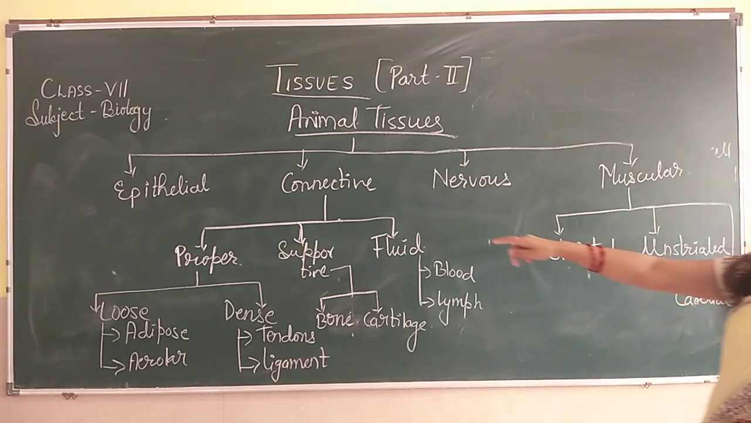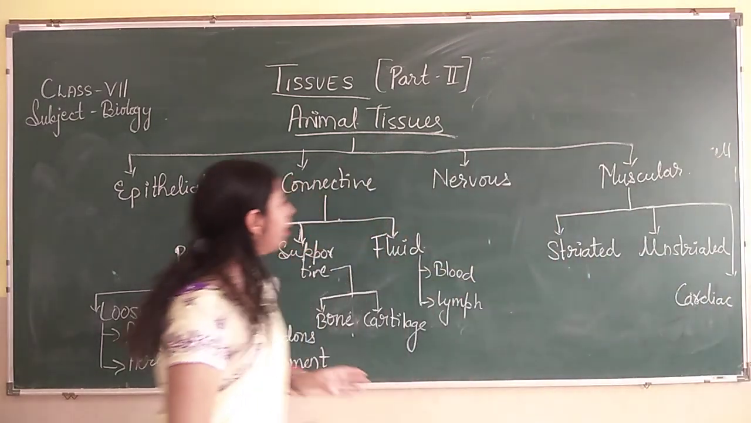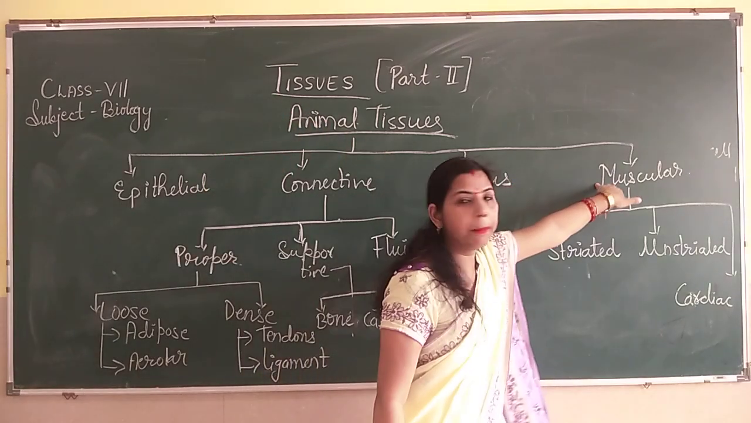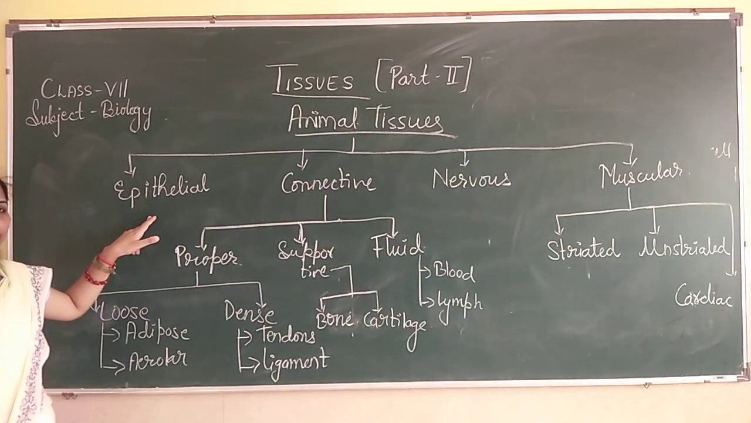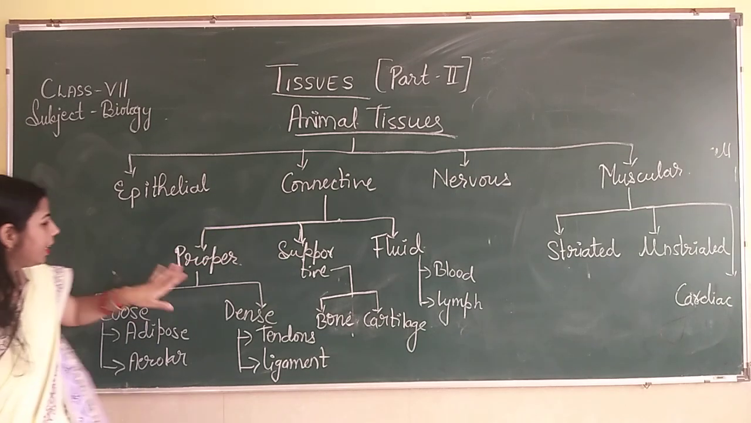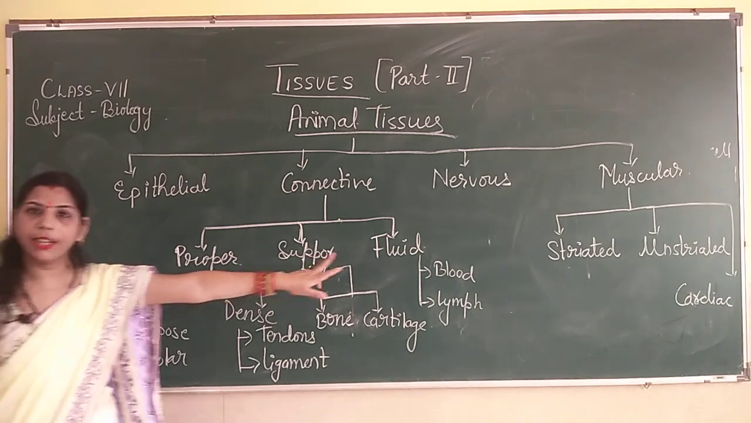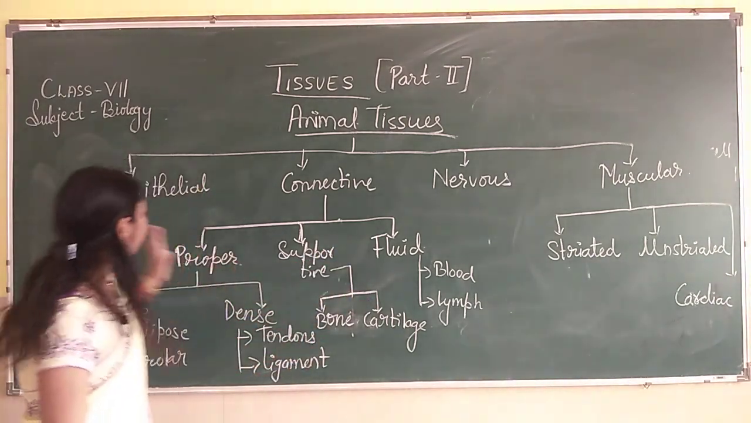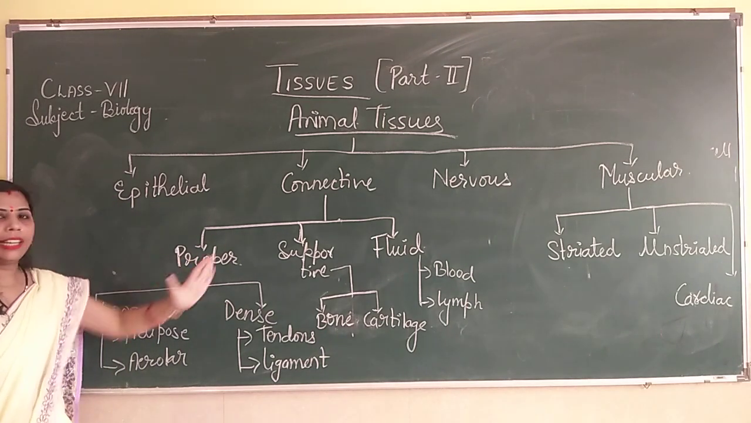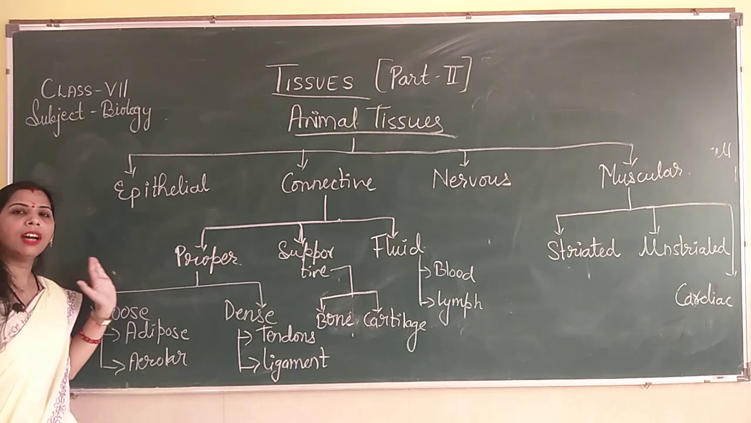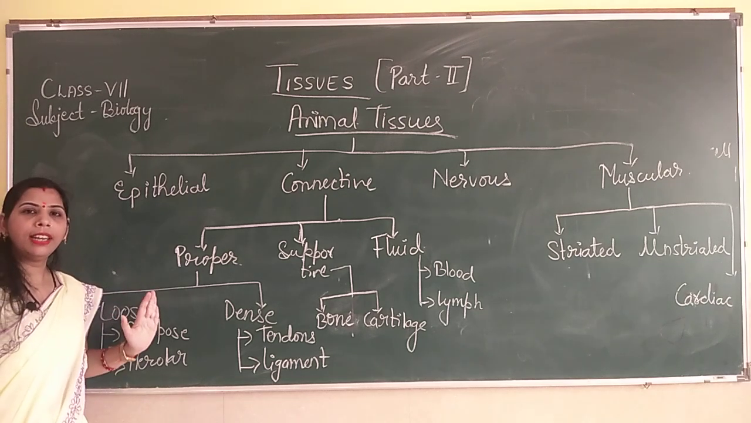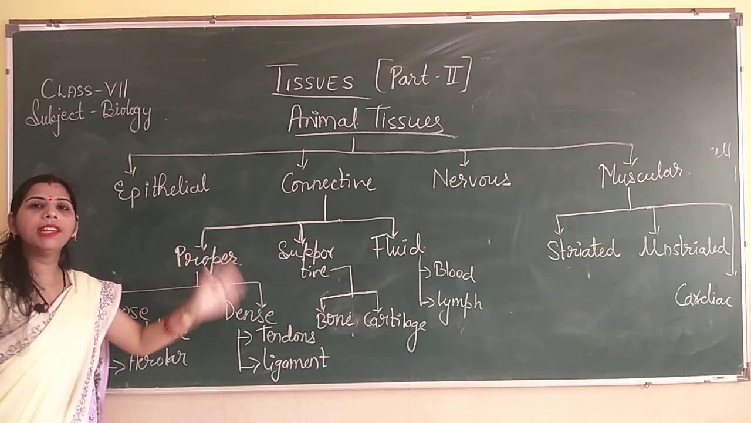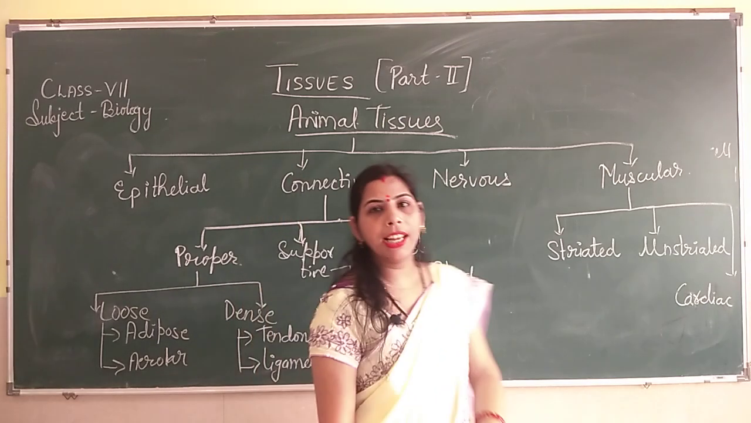So this is the flow chart of the animal tissue: epithelial tissue, connective tissue, nervous tissue and muscular tissue. The connective tissue is further divided into proper connective tissue, supportive connective tissue and fluid connective tissue. So this is only the rough flow chart. The detailed study we will do in the next video. Till then, watch the video and try to remember these names so that it will be easy to understand the things.